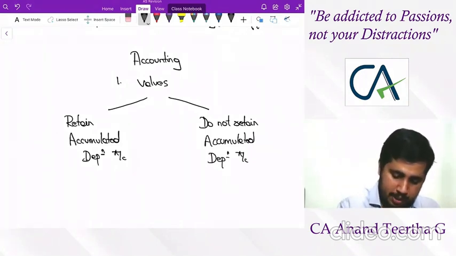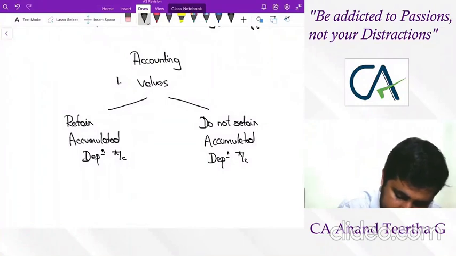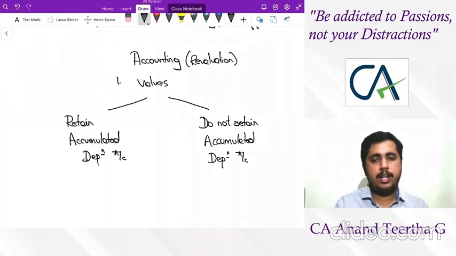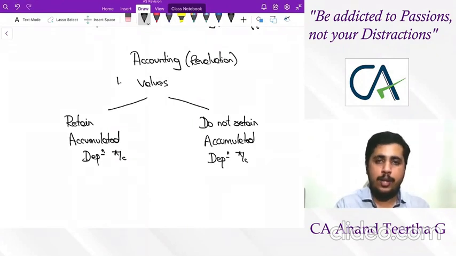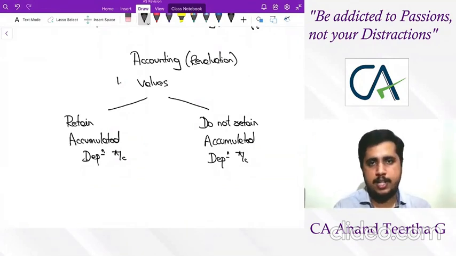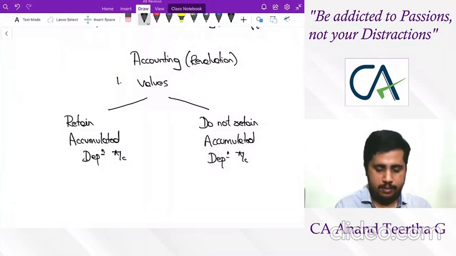Now, the point to be understood is that this is considered on a revaluation basis. Don't get confused. So if you follow the revaluation model at the beginning, how are you going to account for it? For that, two alternatives are considered. One, you retain the accumulated depreciation account, or you do not retain an accumulated depreciation account. Now, how do you derive values in each of the cases?